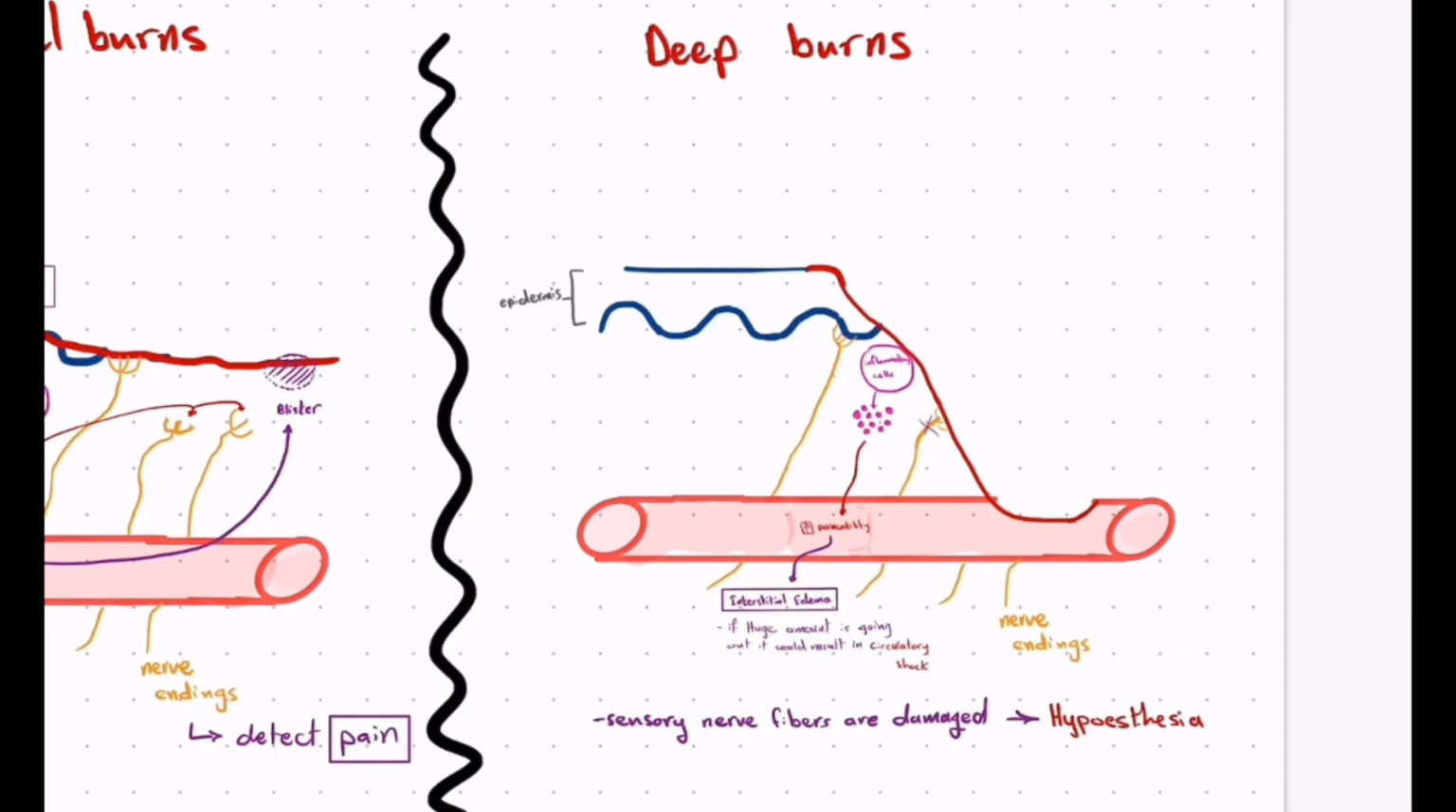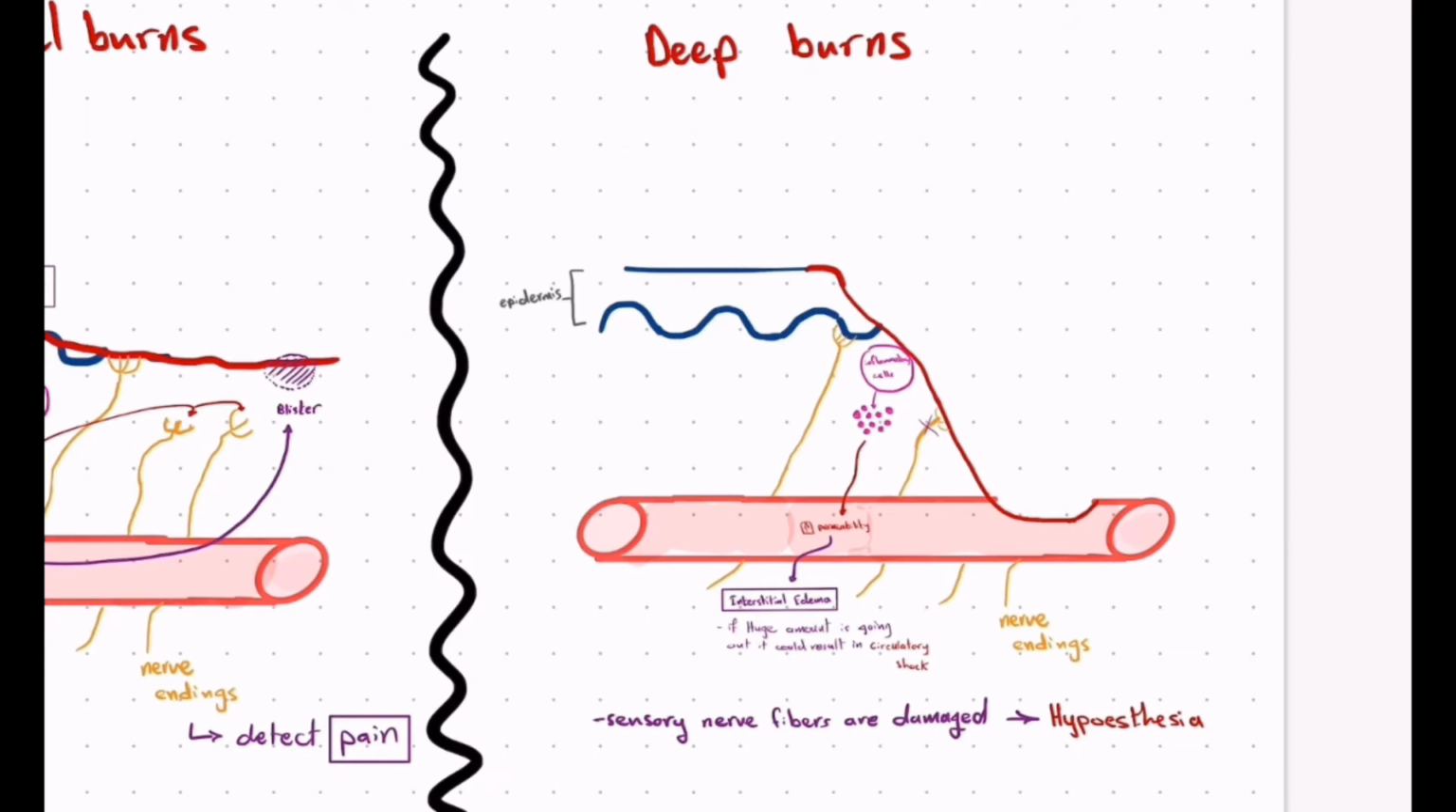Also, deep burns that involve the reticular layer of the dermis can destroy nociceptors and other sensory nerve fibers. So initially pain can be detected, but as the sensory nerve fibers are damaged, you get hypoesthesia, so you get reduction in sensation. Also, loss of sensation is an important feature of deep burns.